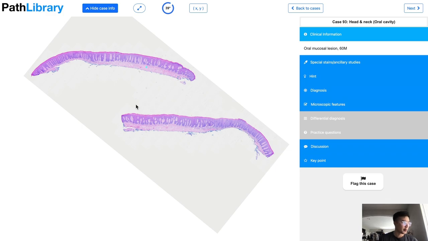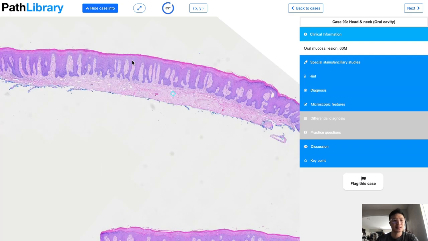Usually you don't see it in an oral mucosal lesion, but if this were a skin lesion on an extensor surface like the elbow, I would think psoriasis. I would think maybe there are neutrophils in the stratum corneum. But this is an oral mucosal lesion. So let's delve closer, okay?